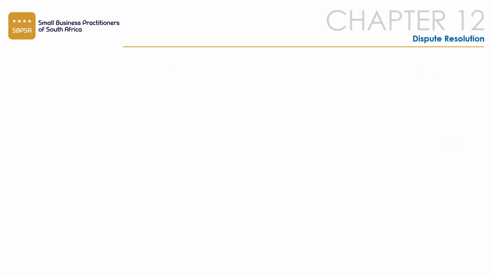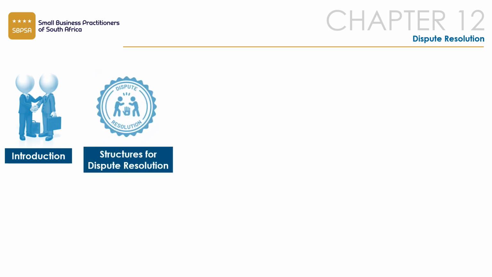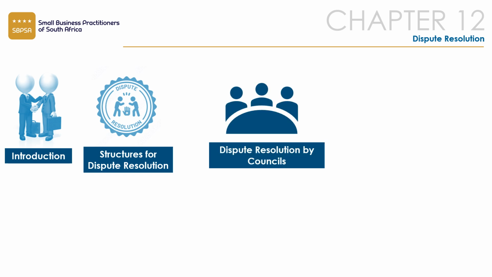Now, with Chapter 12, we are covering one of the most important aspects of the labor law, dispute resolution. We open the chapter by introducing you to dispute resolution. We then proceed to explore the structures for dispute resolution. Thirdly, we touch on dispute resolution by councils where we further explore the concepts of 1. Accreditation. 2. Jurisdiction of council. 3. Referral of dispute to council. 4. Subsidies, fees and confidentiality.